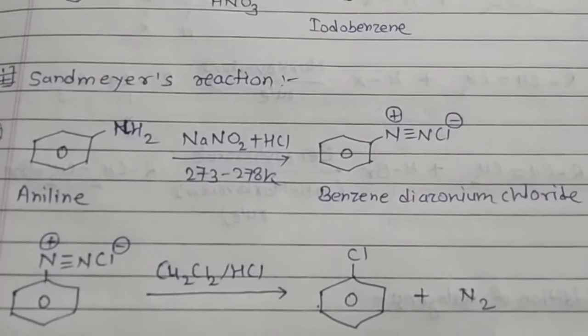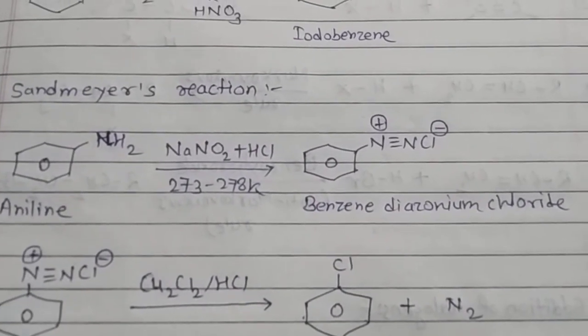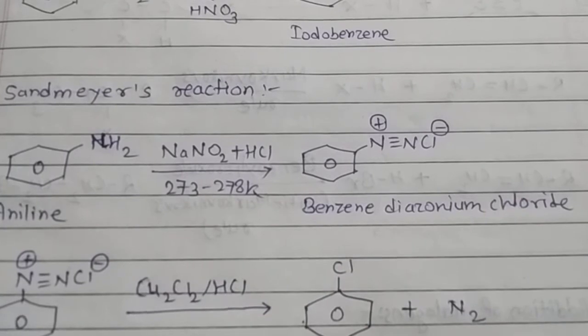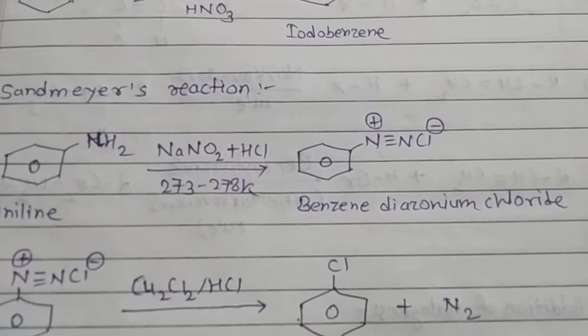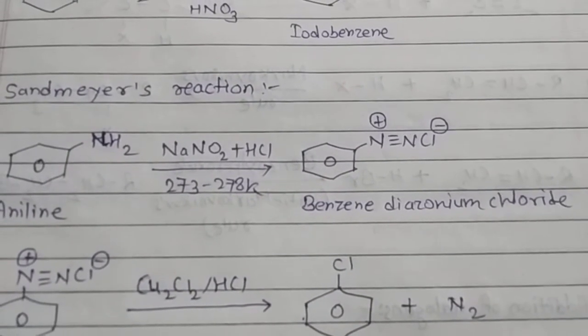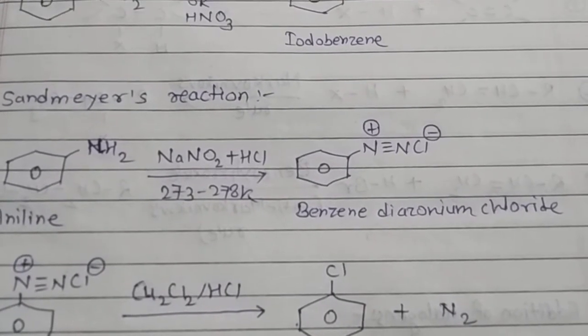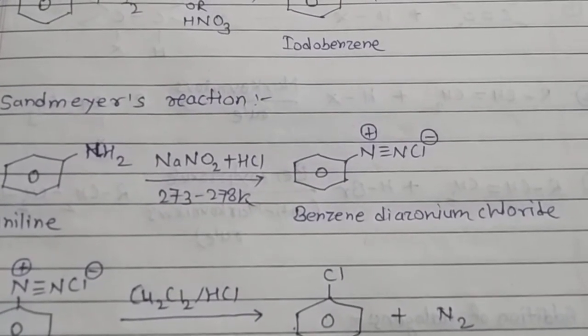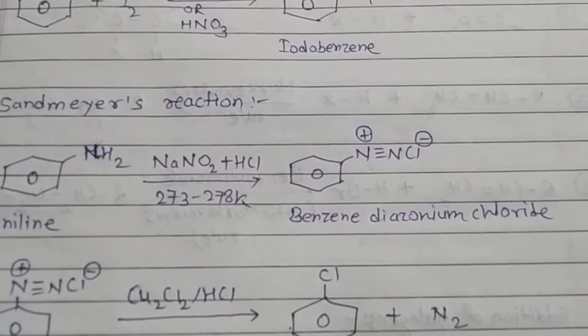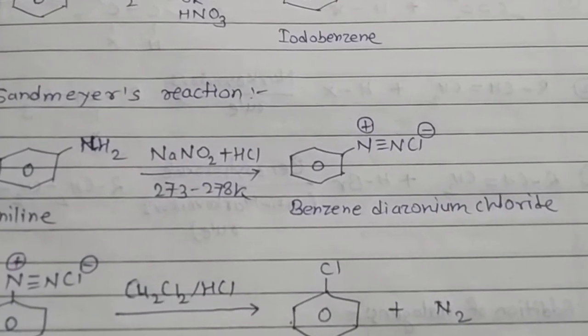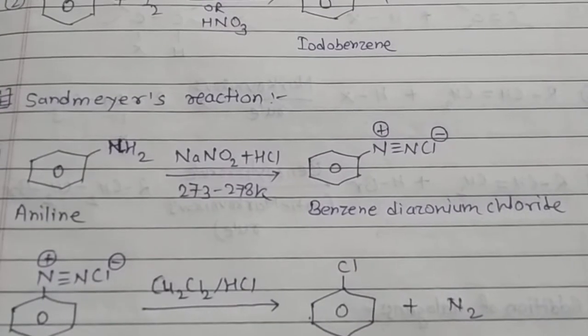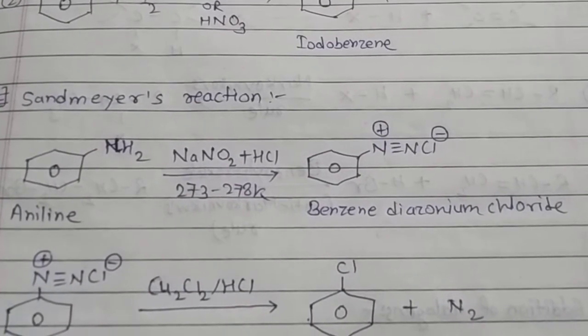Aniline in the presence of NaNO2 plus HCl at 273 Kelvin to 278 Kelvin, that is at a temperature of 0 to 5 degrees Celsius, gives a diazonium salt, that is N2+ Cl-, or we can write it like this. So from aniline, benzene diazonium chloride is formed.